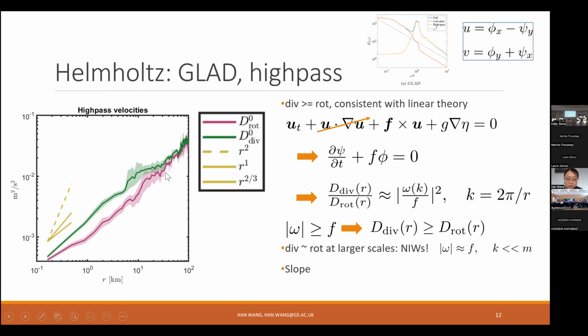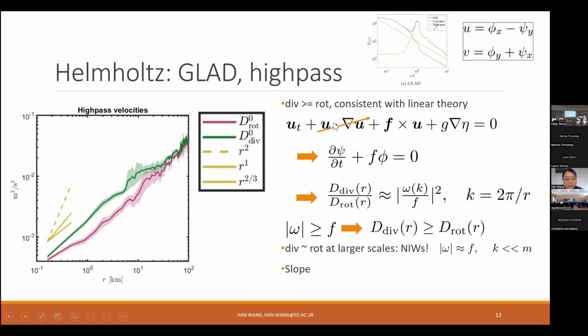Here is the result after we do the Helmholtz decomposition on the high-pass filtered data. We can see here that the green line, which is the divergent component of the second order structure function, is always larger than or equal to the rotational component. I was very excited to see this because it suggests that the dynamics here is consistent with linear waves. Let me explain why I think so.